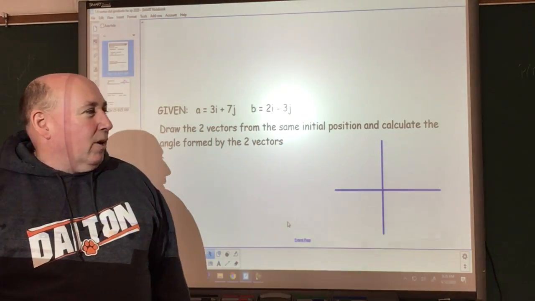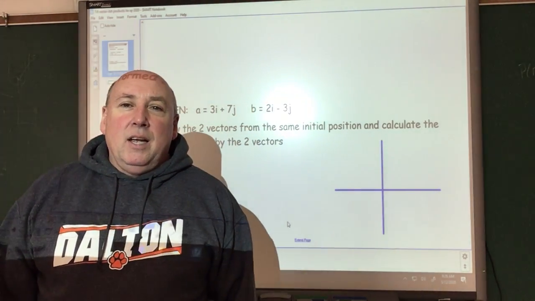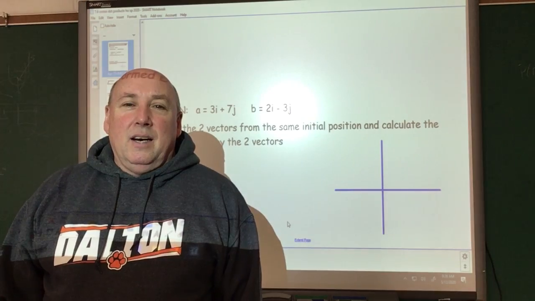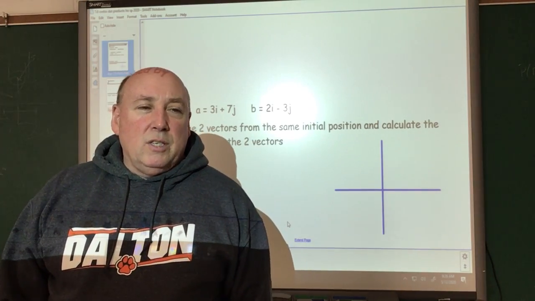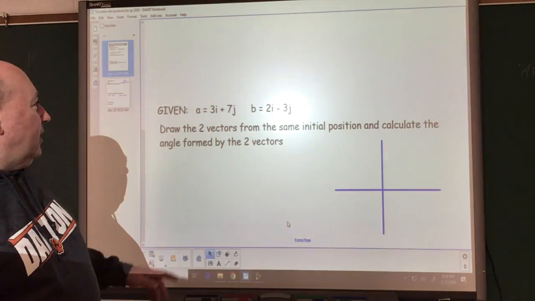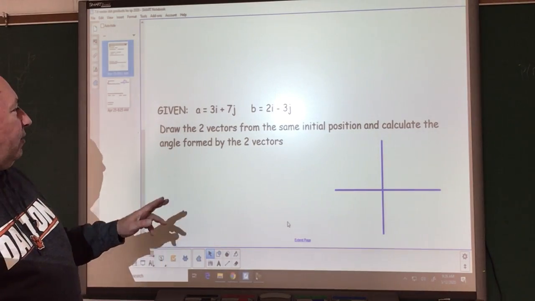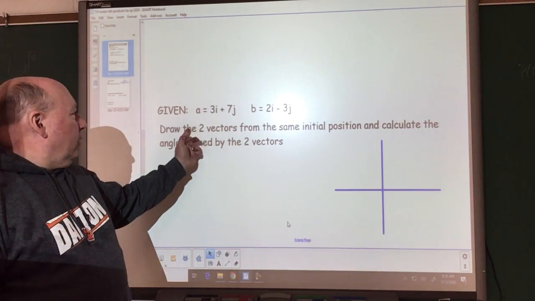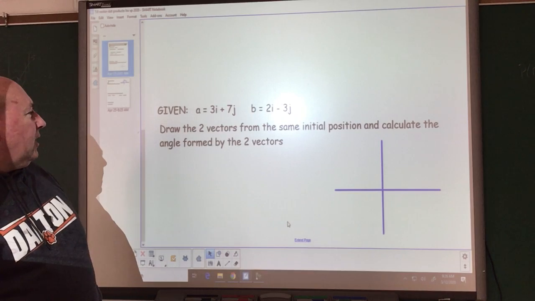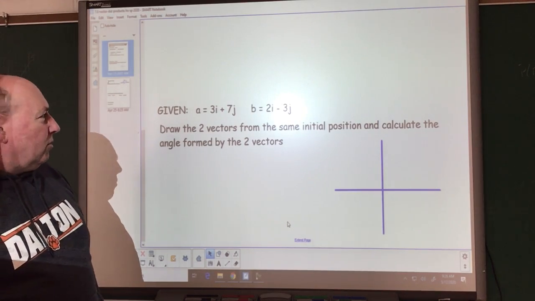Today we're going to continue on with our notes that we did yesterday. We're going to talk about the idea of angles between two vectors. So if we take a look at the two vectors that we have here, we want to draw the two vectors from the same initial position and calculate the angle formed by the two vectors.